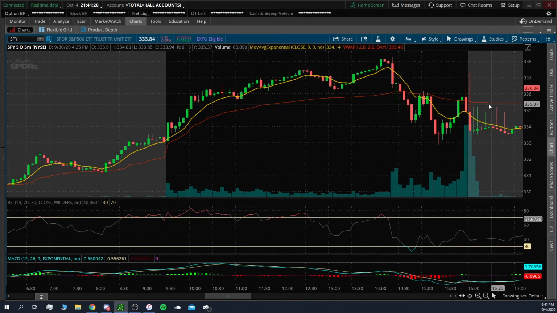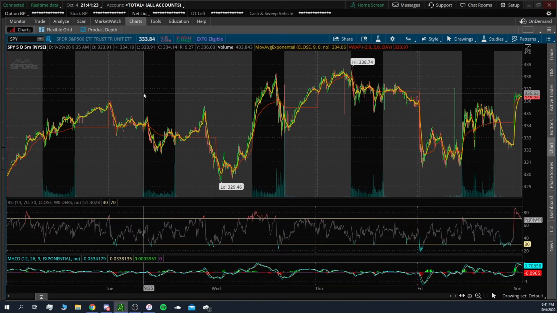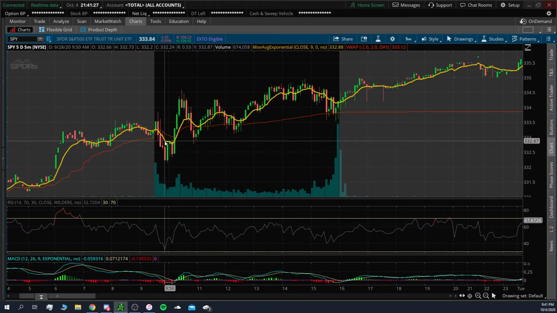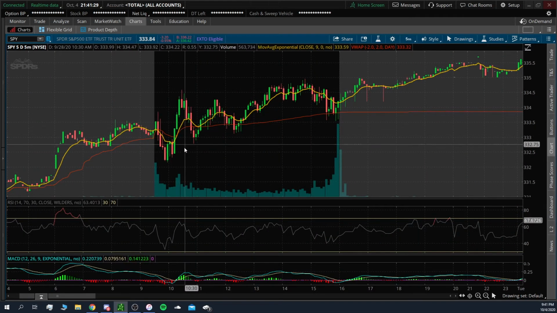So that's it. Let's look at another example on a different day. So this one right here. This day it's a little bit choppy, up and down all over the place.